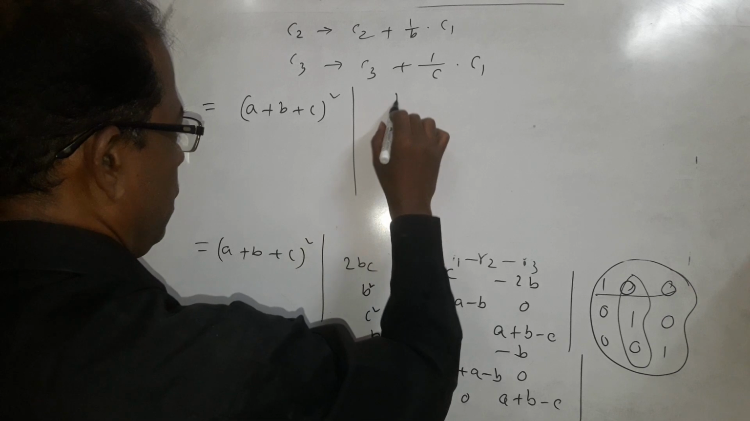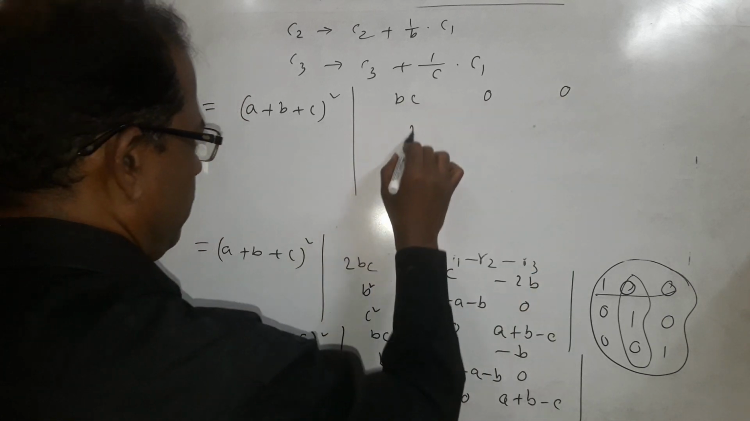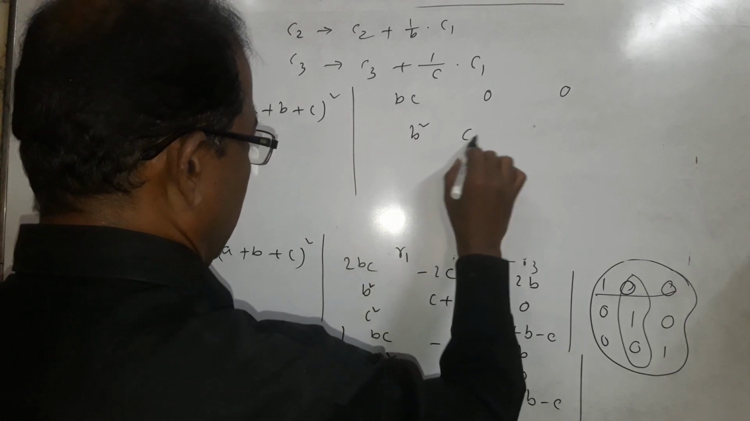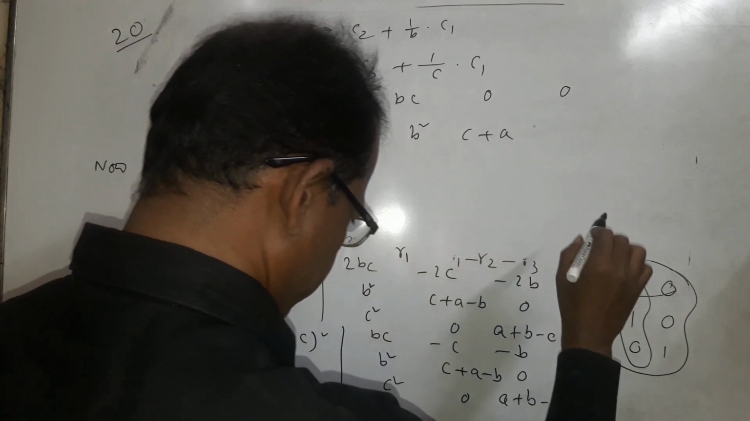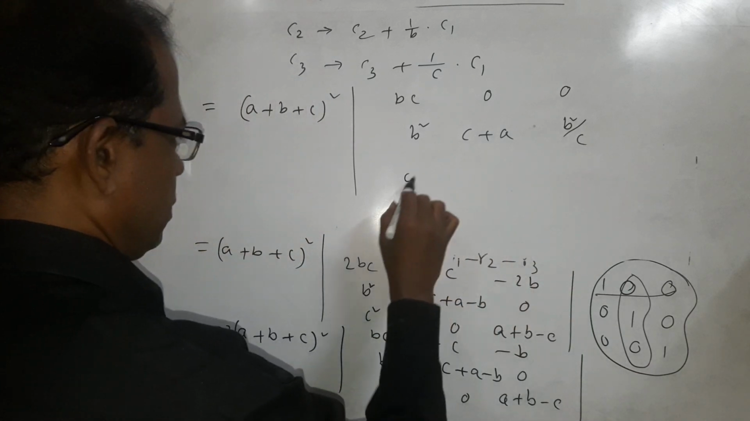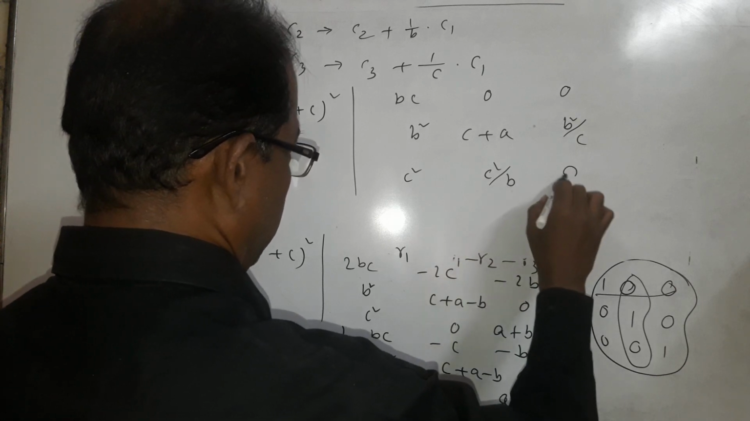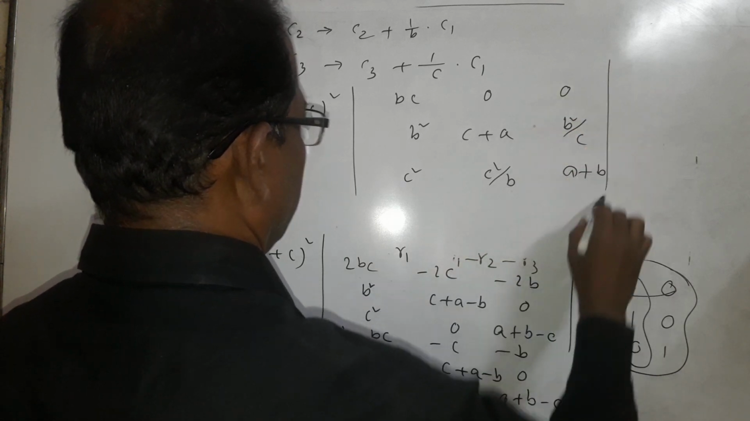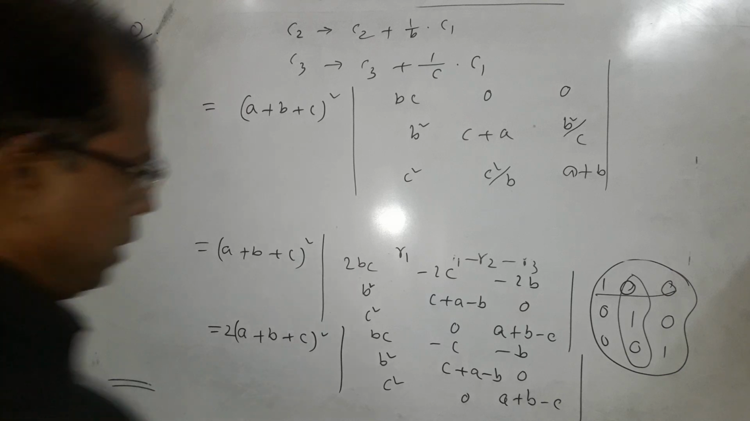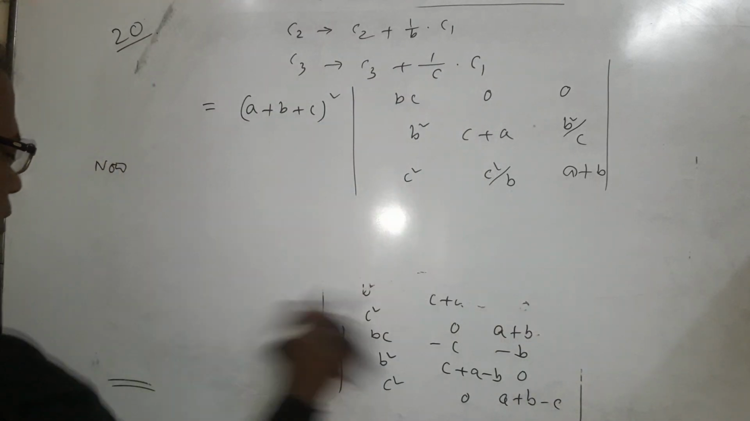bc, 0, 0 and b square, c plus a, b square divide c and c square divide b, a plus b. Well, it's the easiest process and easiest things.